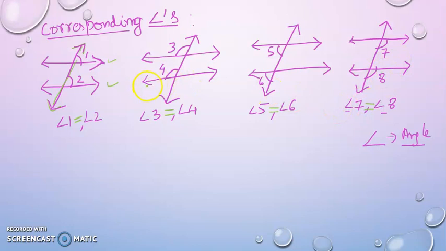I am repeating again. If a transversal intersects two parallel lines, then each pair of corresponding angles is equal. Now when I tell you about alternate interior angles, then alternate interior angles will be equal. If I tell you alternate exterior angles, then alternate exterior angles will be equal.